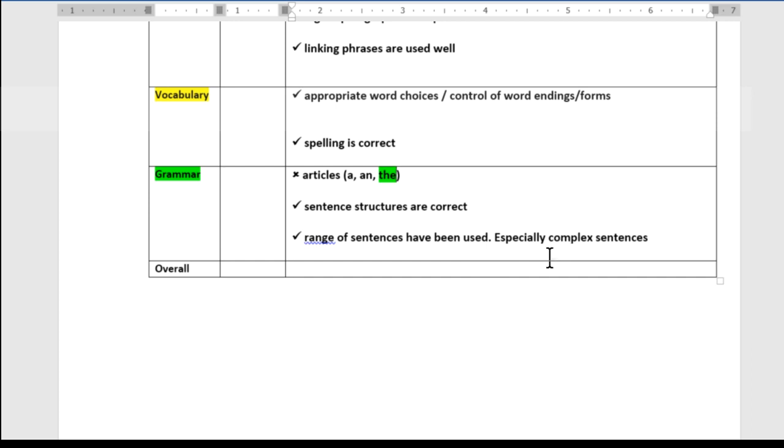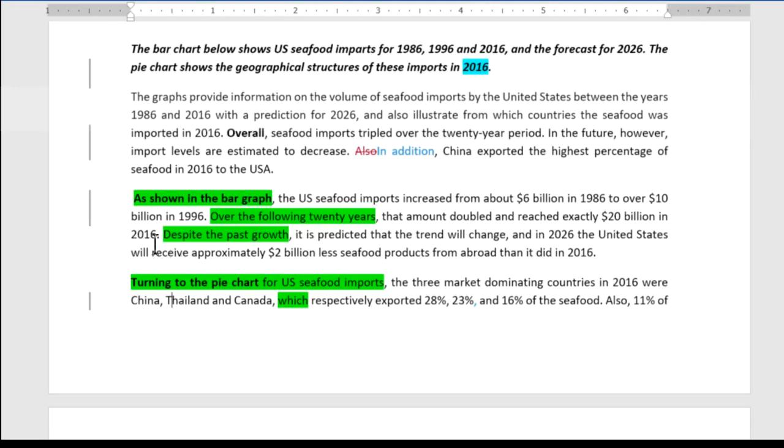Let's have a look and see in particular where these complex sentences are. So what I'm identifying here is where have we got dependent clauses? Where have we got unfinished ideas? If you imagine you are reading them out, or imagine you're talking to somebody, these are incomplete ideas: as shown in the bar graph. If you only had that piece of information, you'd be waiting. If someone was speaking to you and they said "as shown in the bar graph," you'd be waiting for the rest of the sentence, right?